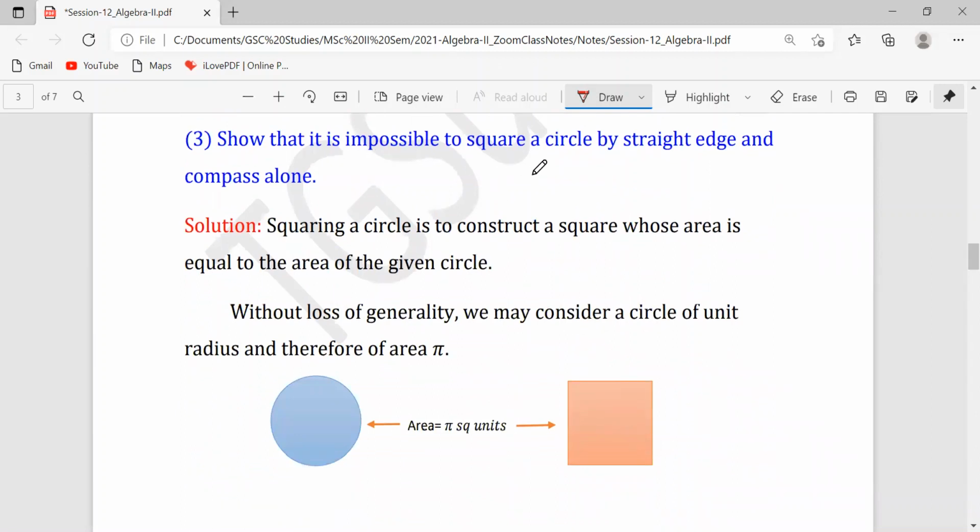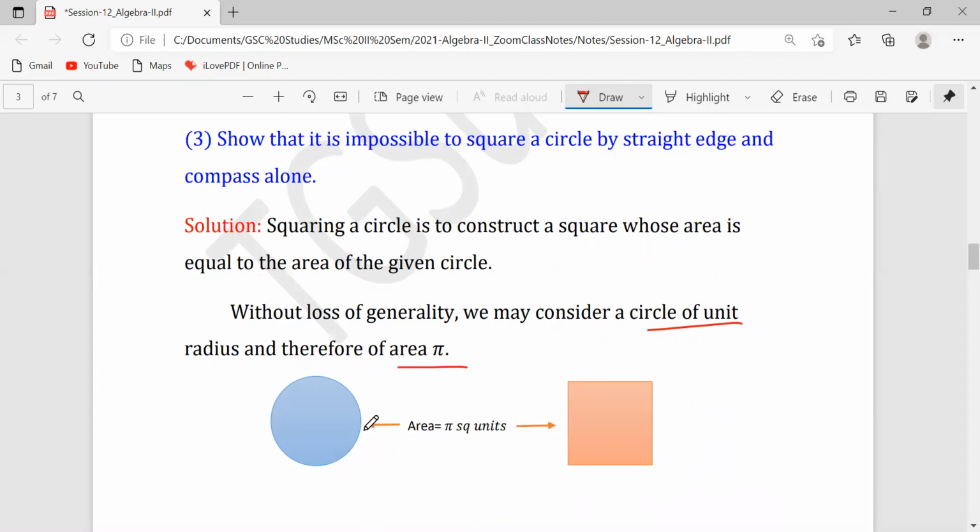Show that it is impossible to square a circle by straight edge and compass alone. What is the meaning of squaring a circle? That is, if you consider a circle of certain area, you need to construct a square of the same area. That is known as squaring a circle. So without loss of generality, let us consider a circle of unit radius. Since radius is equal to 1, area becomes pi.